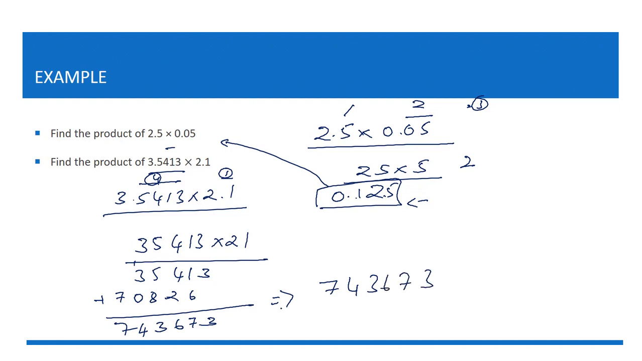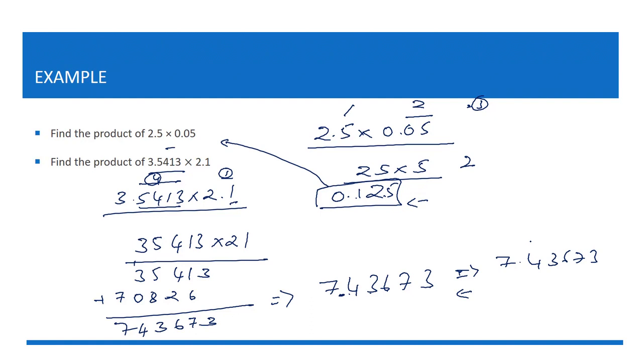But where exactly do we need to place the decimal point? That is the question now. How many decimal places are here? 4 and 1. After 5 places you need to place it, that is 1, 2, 3, 4, 5. So put it here. So the answer for this is 7.43673. Correct?